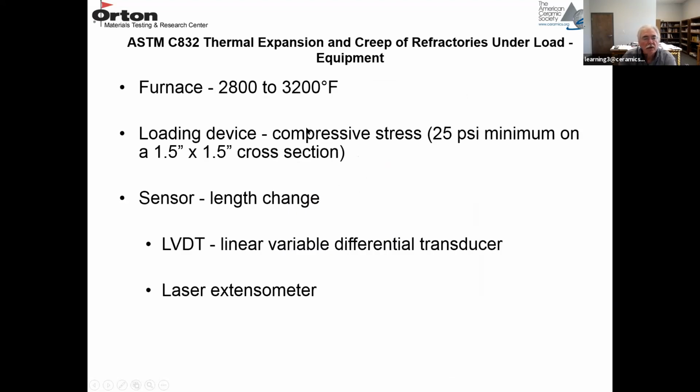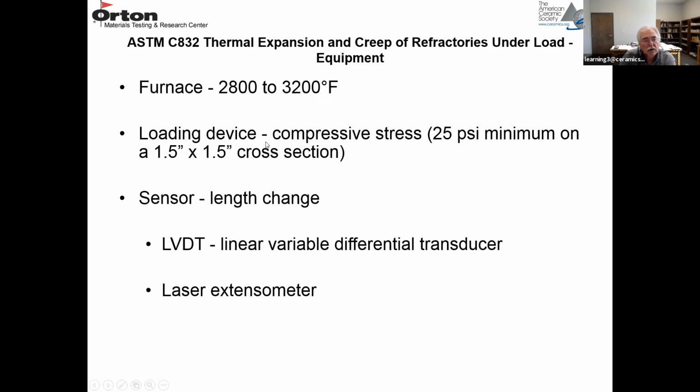So for creep testing, your creep furnace should be a high temperature furnace, maybe 2800 to 3200 degrees F. High temperature furnaces that are fiberboard lined with molybdenum heating elements can do this quite easily.